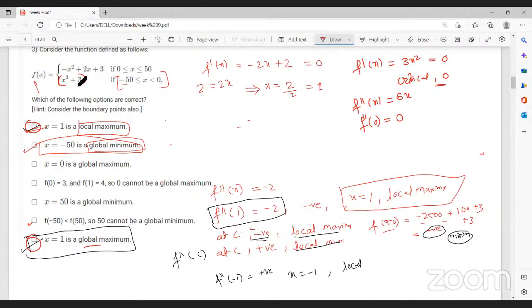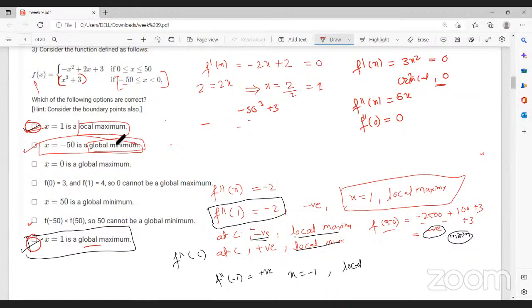Just put the boundary condition inside f of x. So here I will get, say, minus. It's a big number, right? You can see, 50 cube. So minus 50 cube, 12500. So it will be a big negative number. So I can say that is a global minimum.